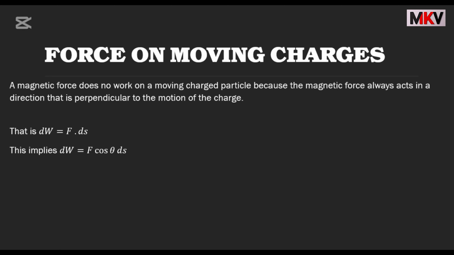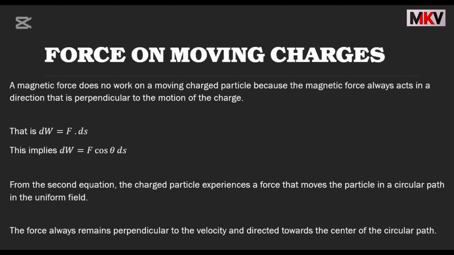Now, a magnetic force does no work on a moving charged particle because the magnetic force always acts in a direction that is perpendicular to the motion of the charge. We know that work done is equal to force times distance, and the force we are taking into consideration here is a force which is making an angle to the direction of the motion of the charge. So the work done becomes F cos theta times the distance.